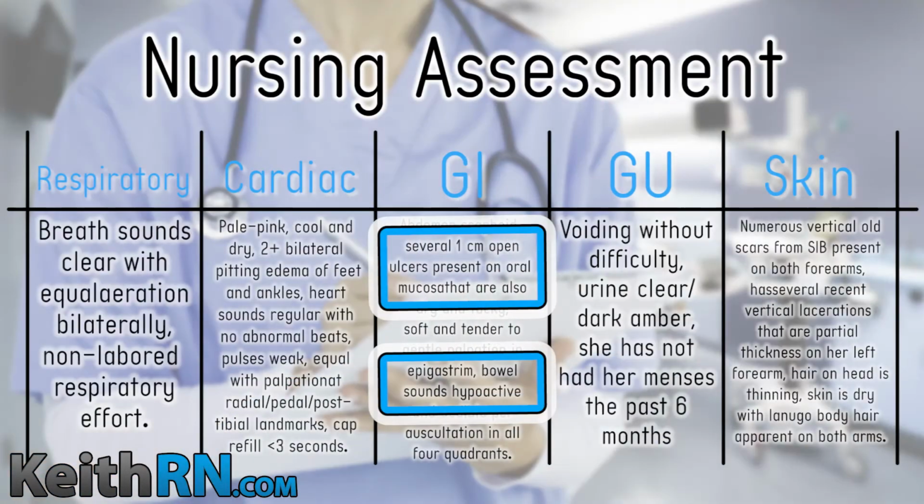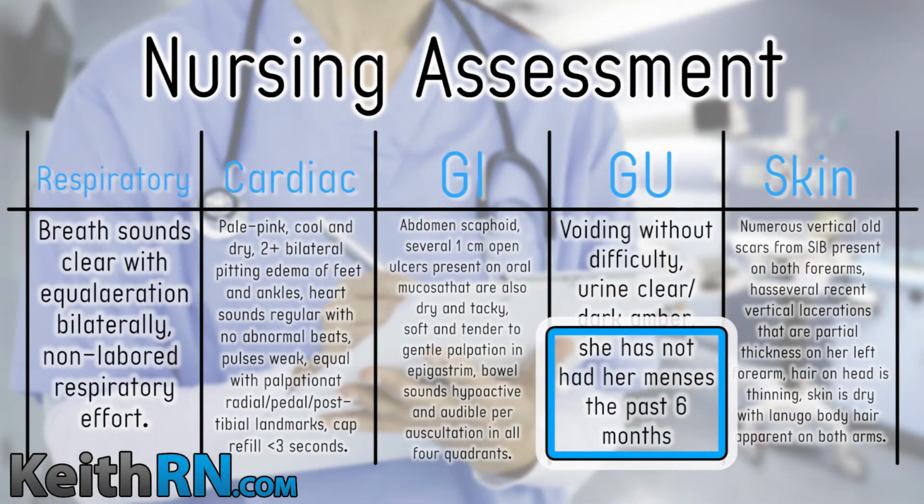She also has open ulcers in her mouth. She's got hypoactive bowel sounds, reflecting the vomiting that is causing ulceration with the gastric acid. She hasn't had her period in 6 months. In the context of someone who is malnourished, that is an expected finding, but it's very relevant.